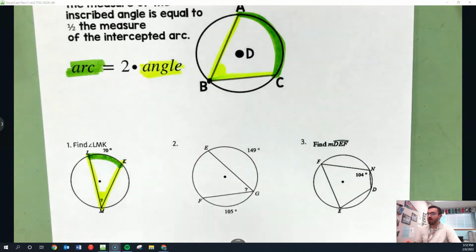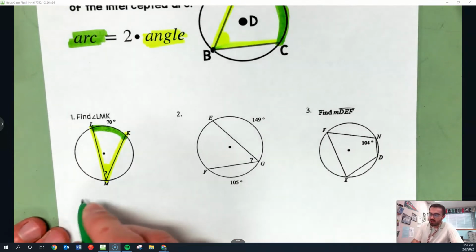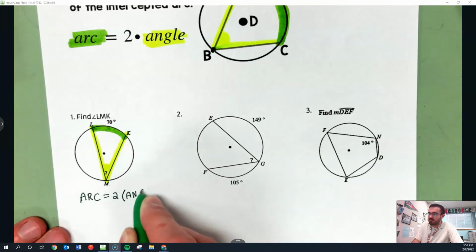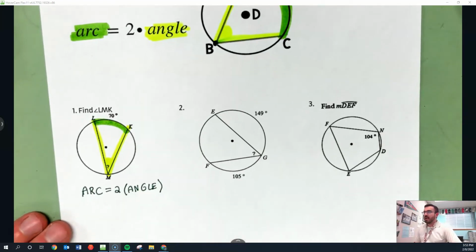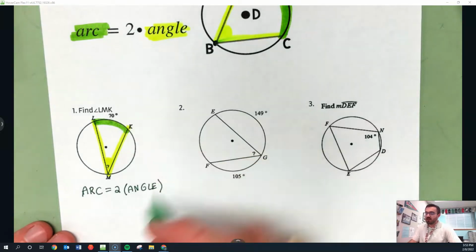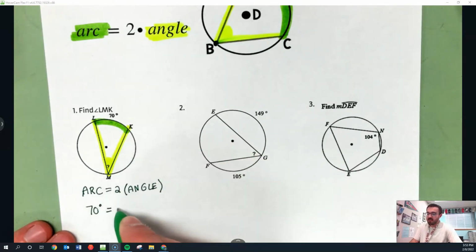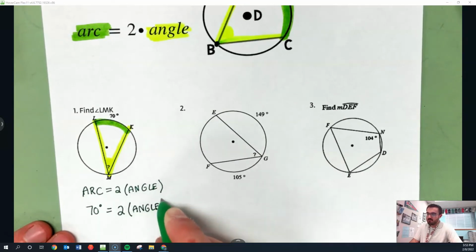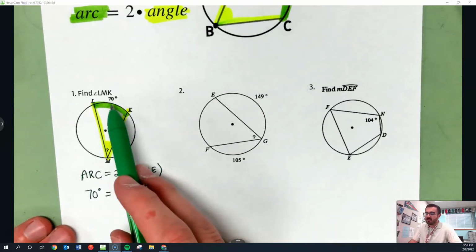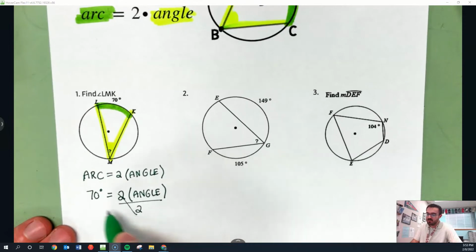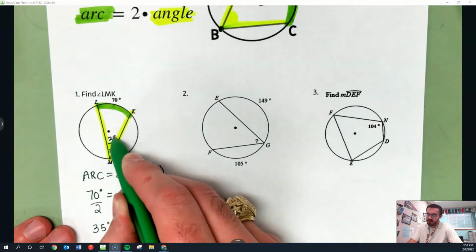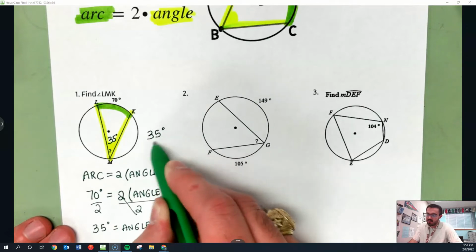Okay. So every single time I want you to use this equation. Arc equals 2 times the angle. Okay, what has it given us? It has given us the arc, 70 degrees. It is asking us for the angle. So if it tells us the arc is 70, how do we find the angle? Well, we divide both sides by 2. The angle is 35 degrees. Guys, that's it. That's all we did. That's all you got to do.